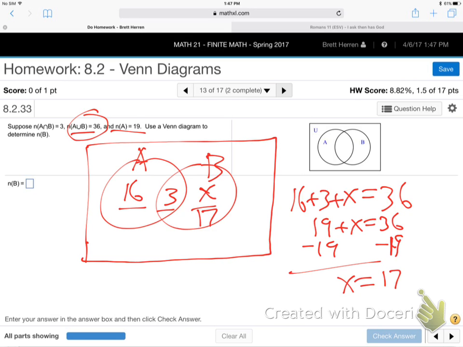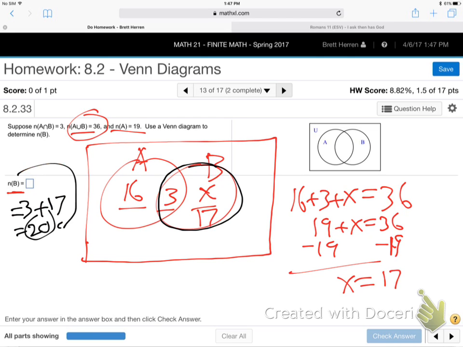They're asking for the number in B. Is the answer 17? Not quite, huh? What's B? All of this is B, huh? So what's the number in B? 3 plus 17, 20. The number in B is 20. Does that make sense how we figured that out?